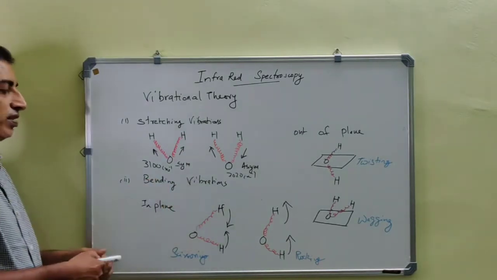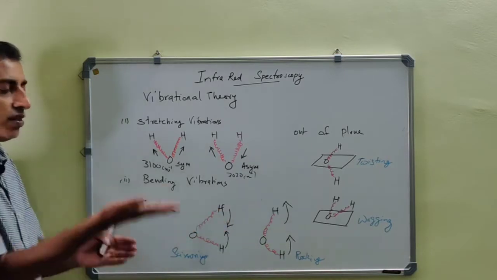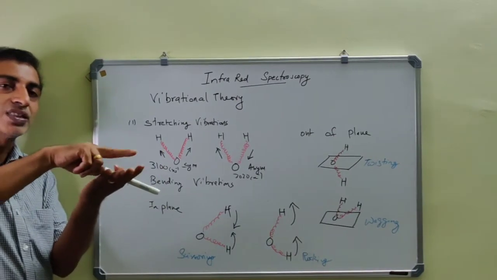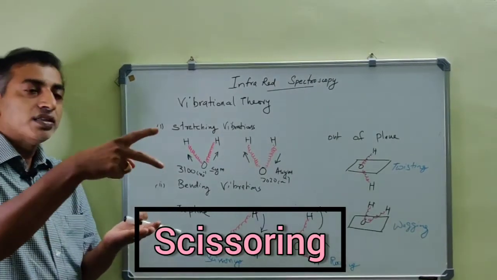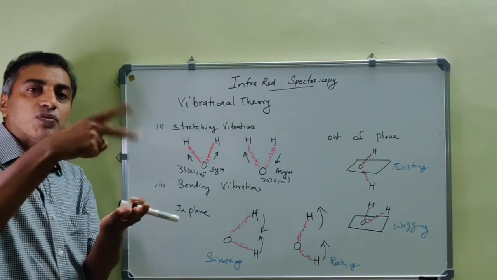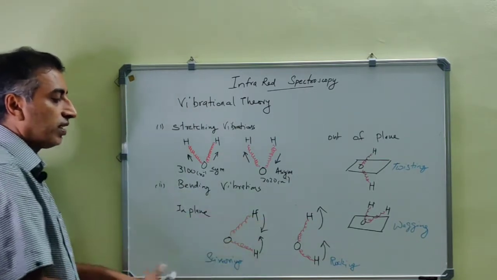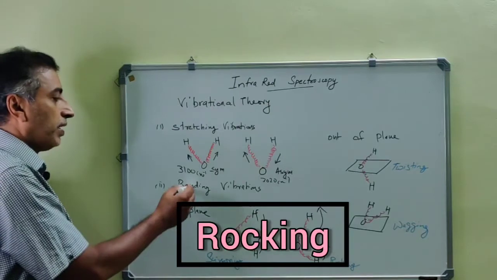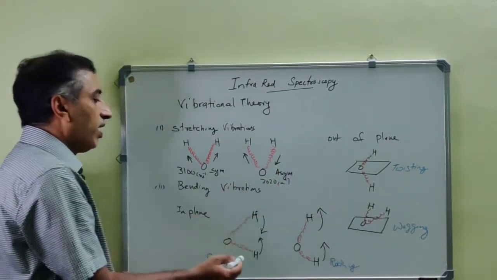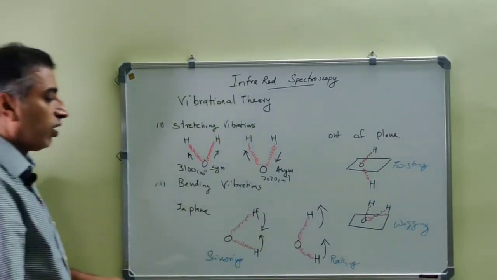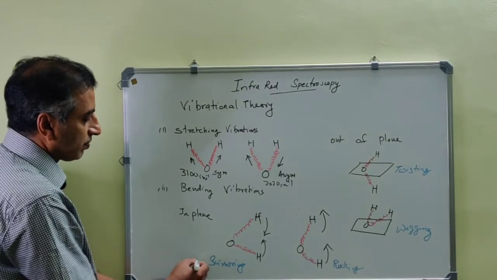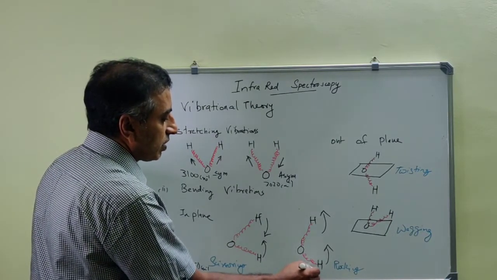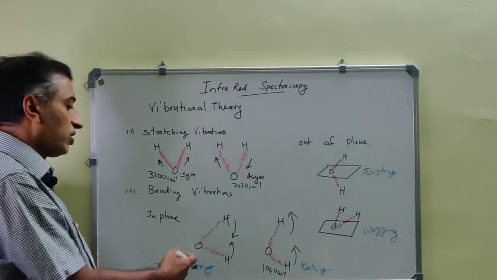Then bending vibration. Take this water molecule in a single plane. These two hydrogens can move like this, in opposite directions, which is called scissoring movement. Or these two hydrogens can move in the same direction, which is called rocking movement. So bending is of two types, in plane and out of plane, and in plane is scissoring and rocking. In water molecules, scissoring is at 750 waves per centimeter and rocking at 1040 waves per centimeter. Again, the frequencies are different for scissoring and rocking.